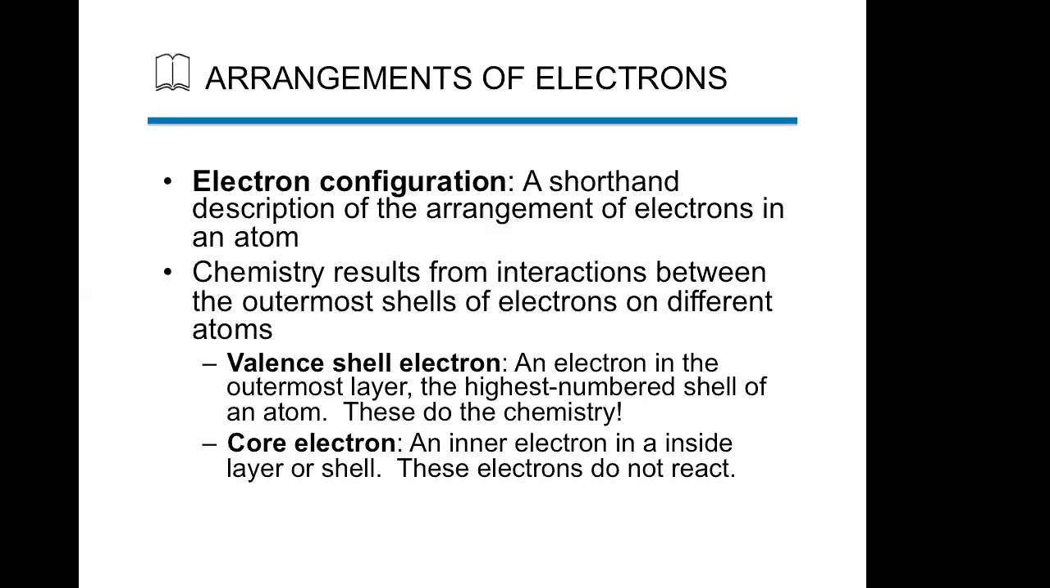So if I have a full valence shell, if I have all of my electrons in place, like I do with the noble gases, then there's not a lot of chemistry that's going to be going on, because atoms are going to try and react in order to fill out that valence shell. And the core electrons, again, are the inside ones. They don't really do anything, so we can kind of ignore them.